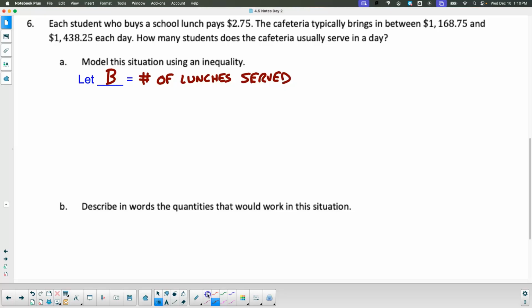Okay. So how do I know how much money they bring in, or how do I want to say this? In the inequality, what would the amount of money that they make a day on lunches look like? Would that be 1,000? Nope, just the amount of money that they're bringing in on lunches, not the numbers that we got yet.